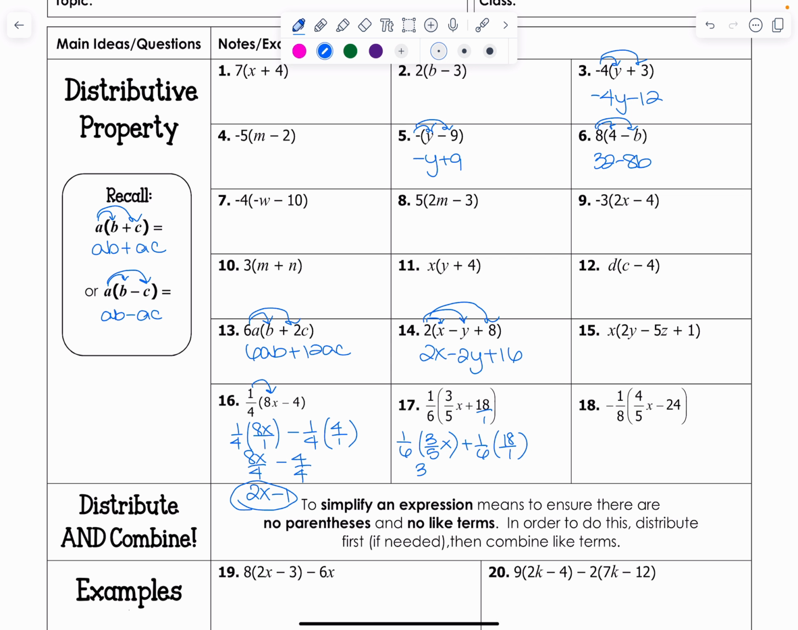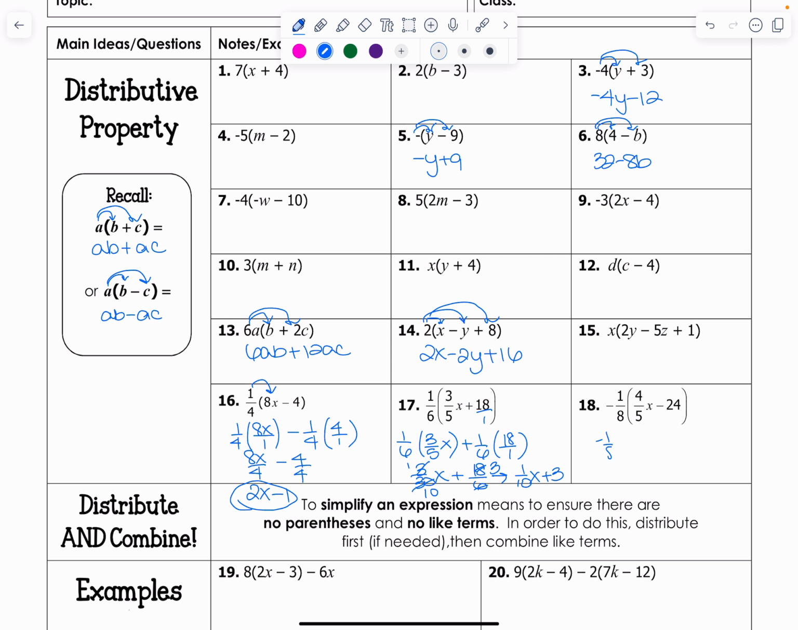So that gives me 3 over 30x plus 18 over 6. And then both of those reduce to 1 over 10 because they both are divisible by 3. 18 and 6 go in evenly with a plus 3. So that's 1/10 x plus 3.